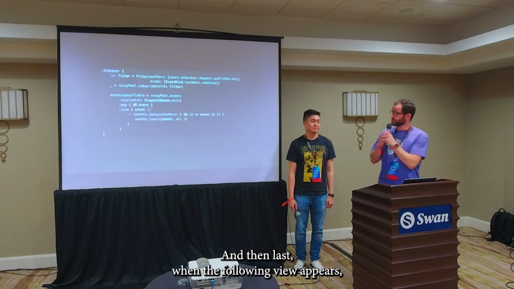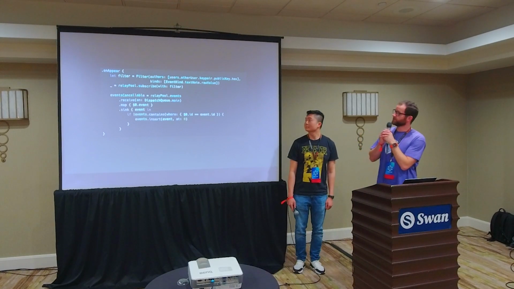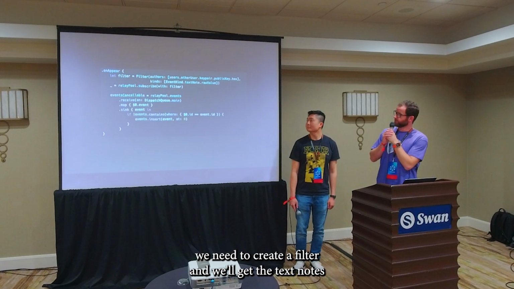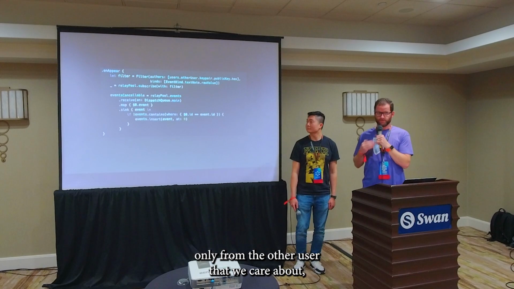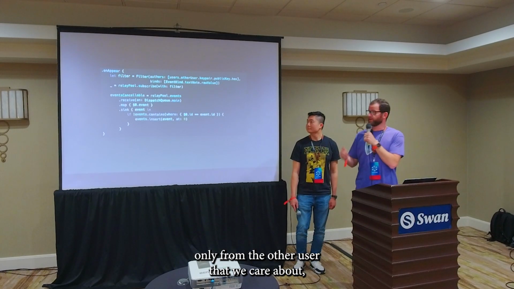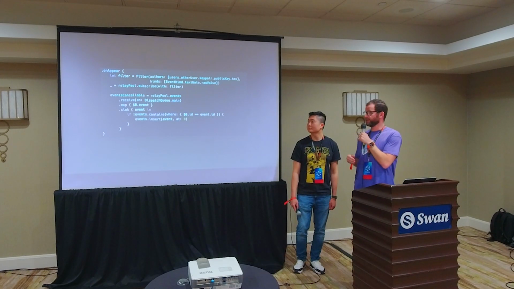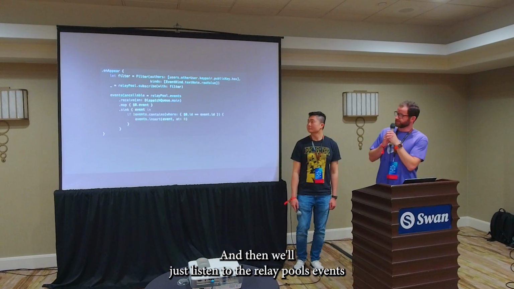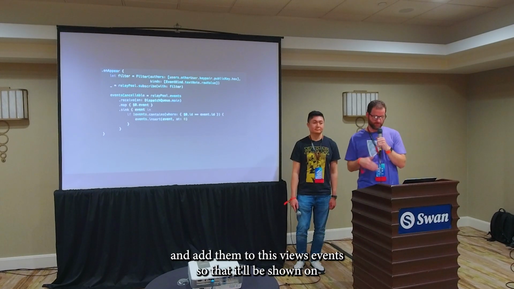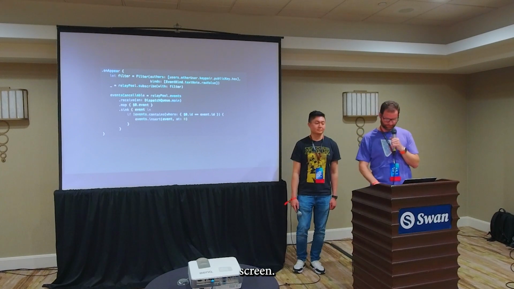And then last, when the following view appears, we need to create a filter, and we'll get the text notes only from that other user that we care about, and we'll subscribe to the relay pool with that. And then we'll just listen to the relay pool's events and add them to this view's events so that it'll be shown on screen.